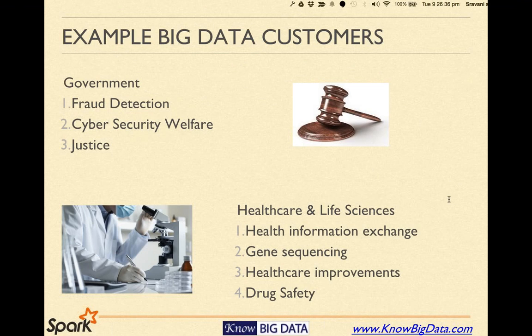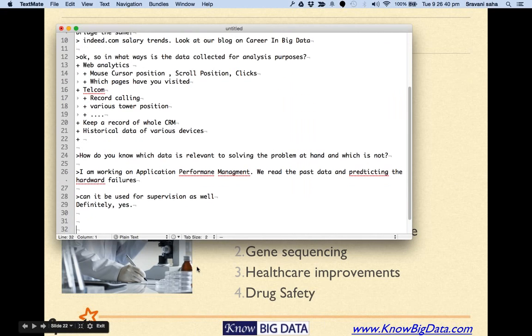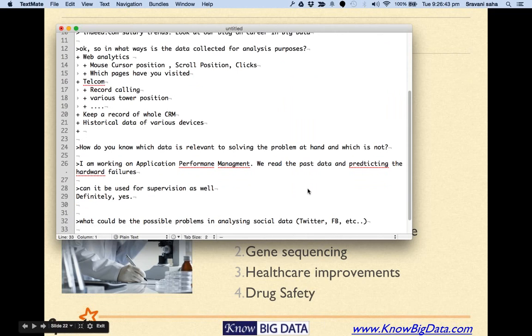Nayak asks what could be the possible problems in analyzing social data, Facebook, and so on. When you are analyzing social data, whether Twitter or Facebook, they involve all three things: velocity, volume, and variety. It sometimes becomes difficult to parse the data and transform it into the shape which suits the tool. Similarly, volume and velocity, all three things come into play when you analyze the social data.